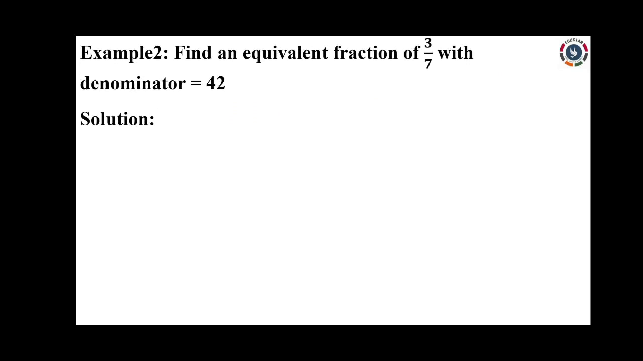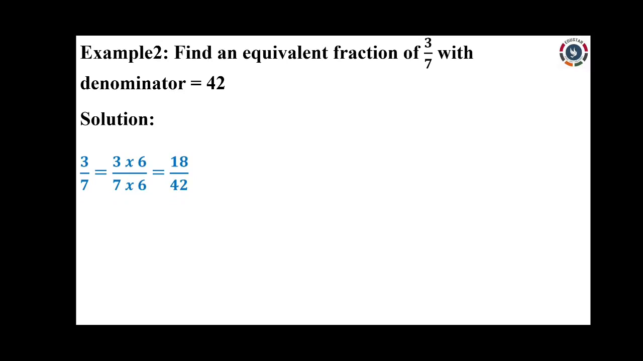Example 2. Find an equivalent fraction of 3 by 7 with denominator 42. Here the denominator is given as 42. The fraction is 3 by 7. We have to convert the fraction 3 by 7 into the equivalent fraction with the denominator 42.